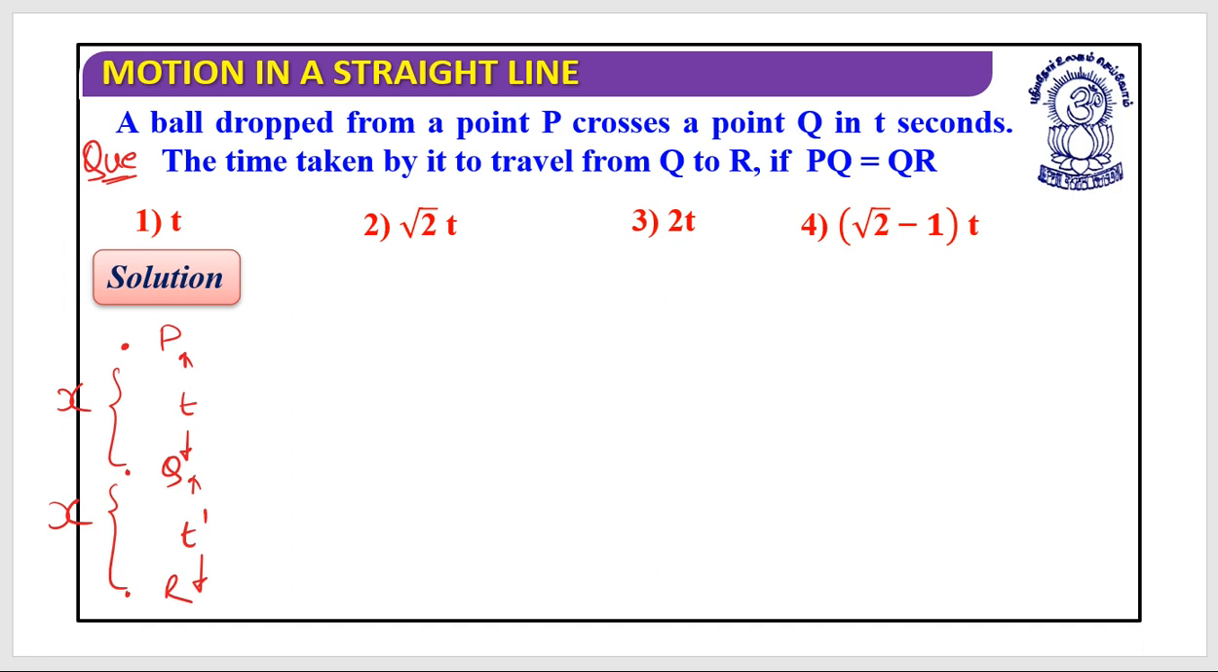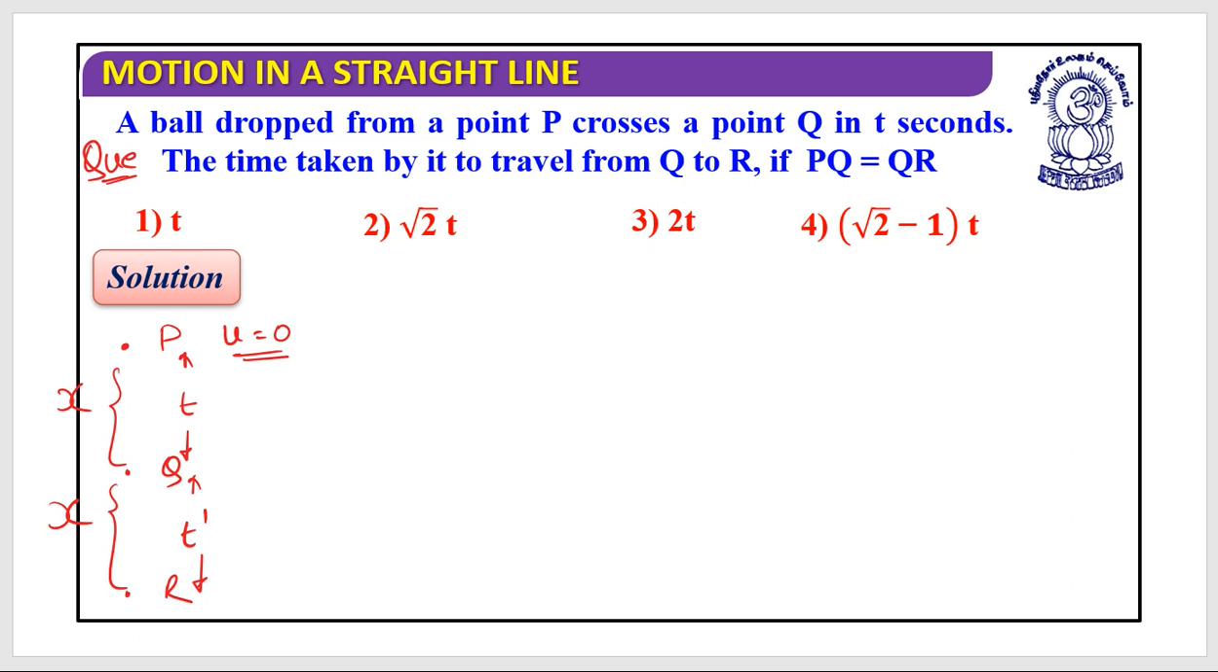And one more thing, very important. A ball is dropped. That means they have provided that u is equal to 0. How can I do this? First thing, does this situation have the same time?